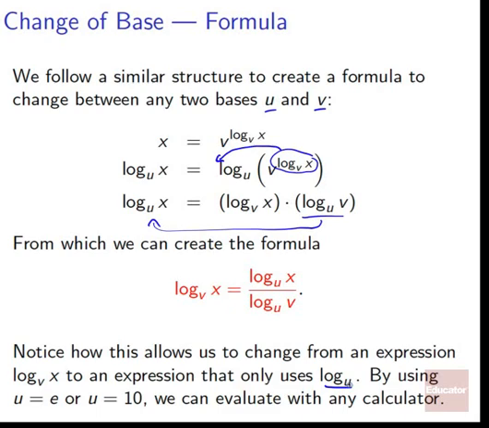Now if we choose our u to be either e or 10 or whatever is convenient for the problem we're working on, we'll be able to evaluate it with any calculator at all, right? Since every calculator we'll be using has natural log and common log, base 10 log buttons. So whatever we wind up having, if it's log base 7 of 42, then we can change it into log base 10 of 42 over log base 10 of 7, or alternatively natural log of 42 over natural log of 7. Both would wind up giving the same thing, and we'll see what it is in the examples.